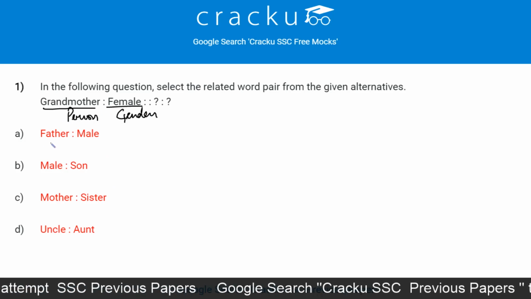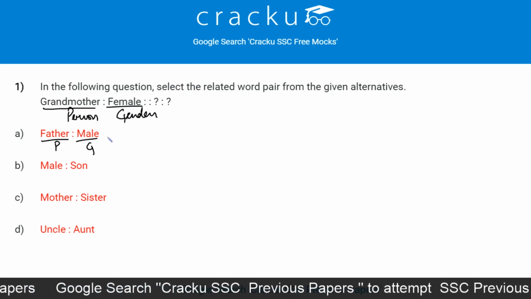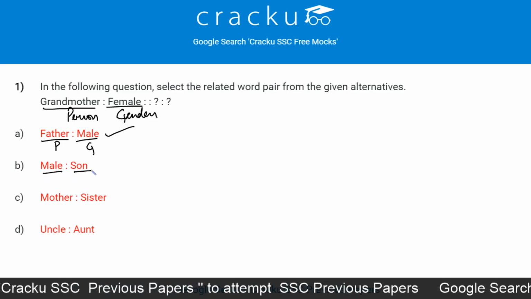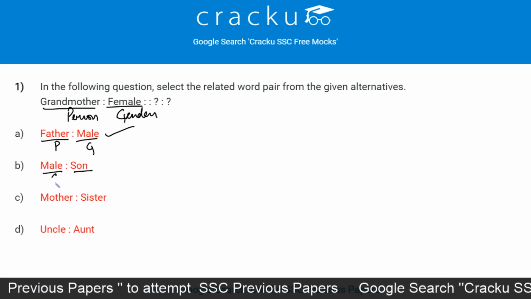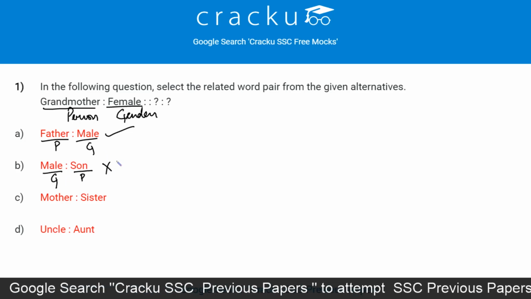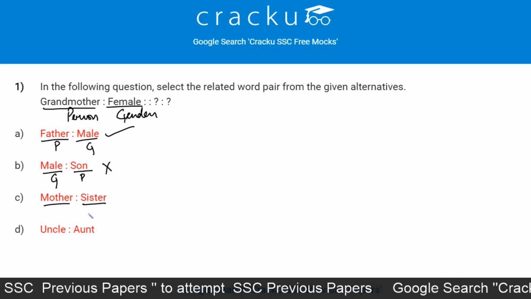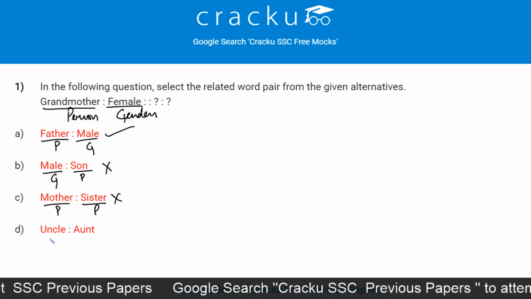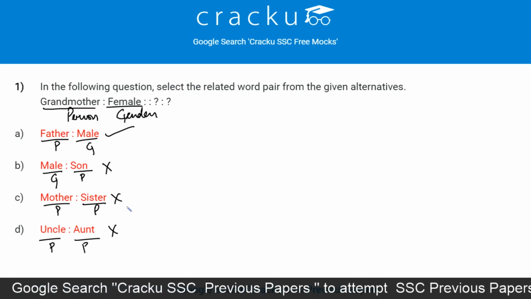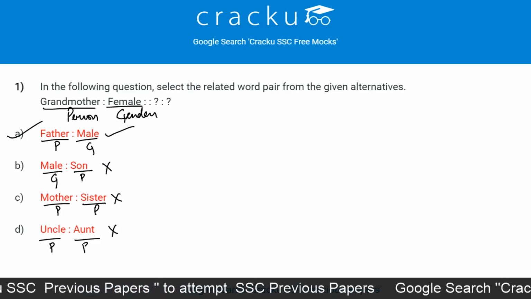First one, father is a person, male is gender. This is exactly fitting. Second thing is male and son. If you see, male is gender, son is person. So this is not going to be the answer. Mother, sister, both are persons. So this cannot be the answer. Uncle, aunt, again persons. So this is also not going to be the answer. So the answer for this question is option A, father and male.